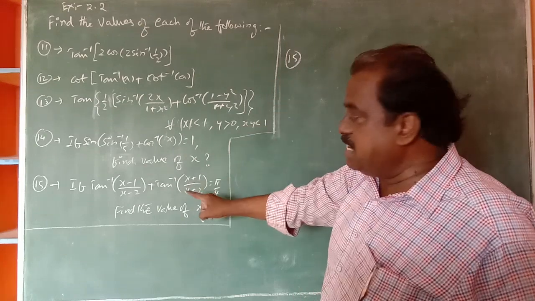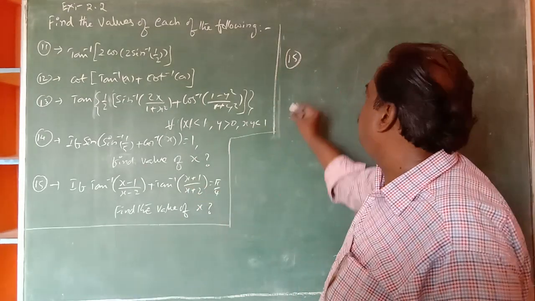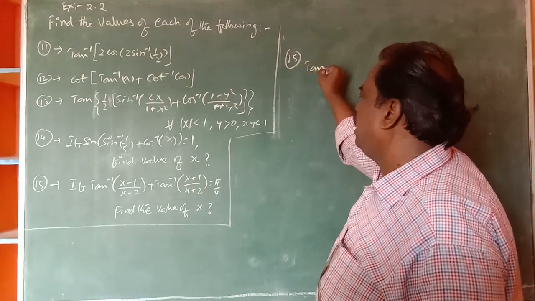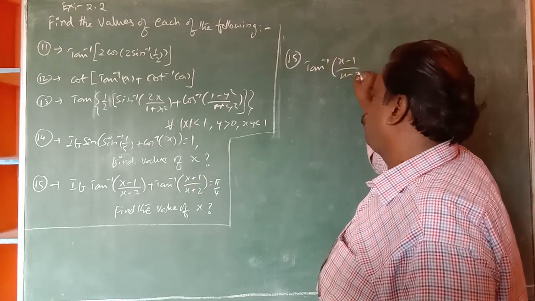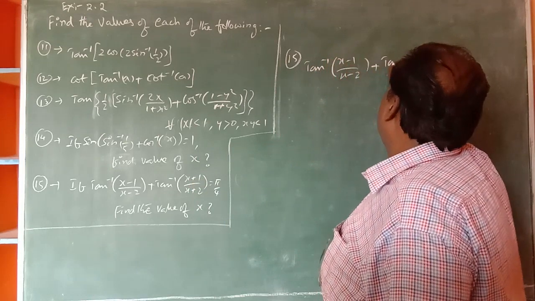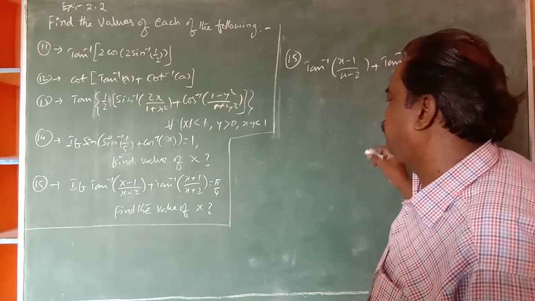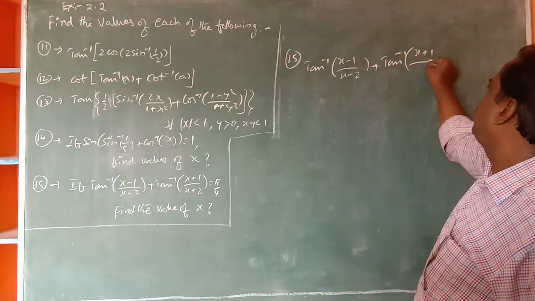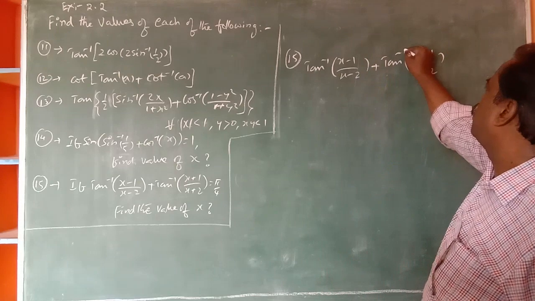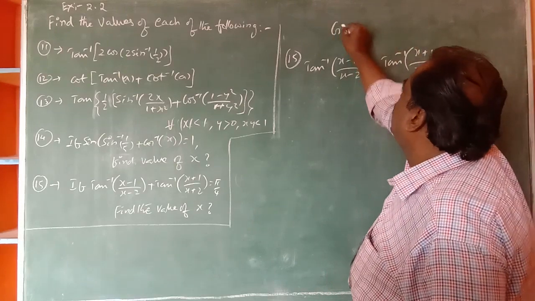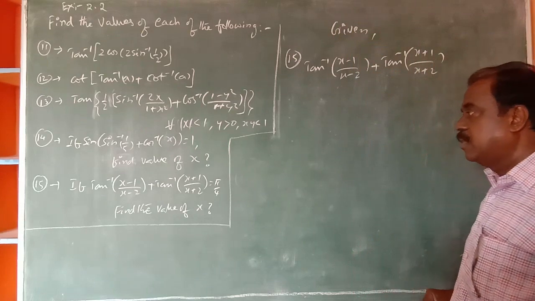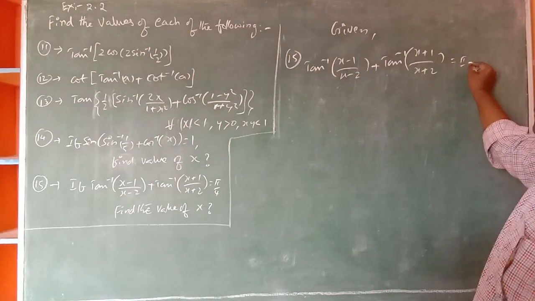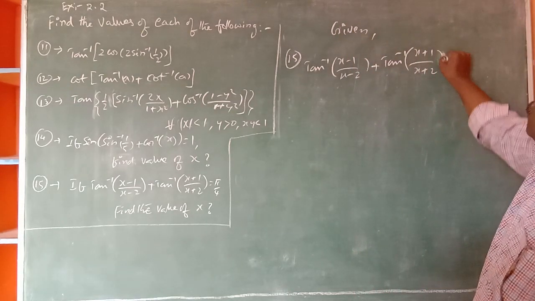Next, here also a condition is given and we have to find the value of x. What is given? Tan inverse of (x minus 1)/(x minus 2) plus tan inverse of (x plus 1)/(x plus 2) is equal to pi by 4.